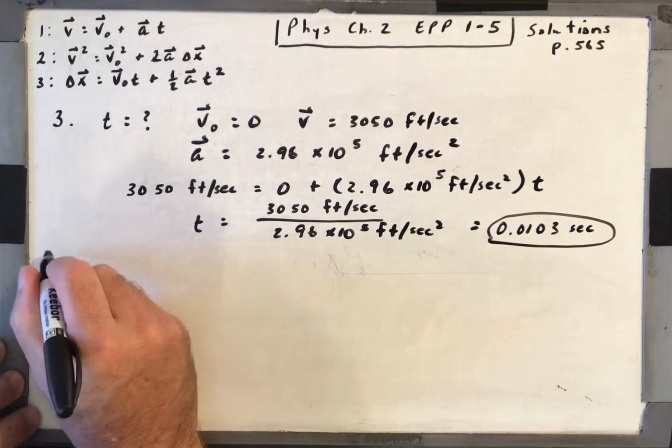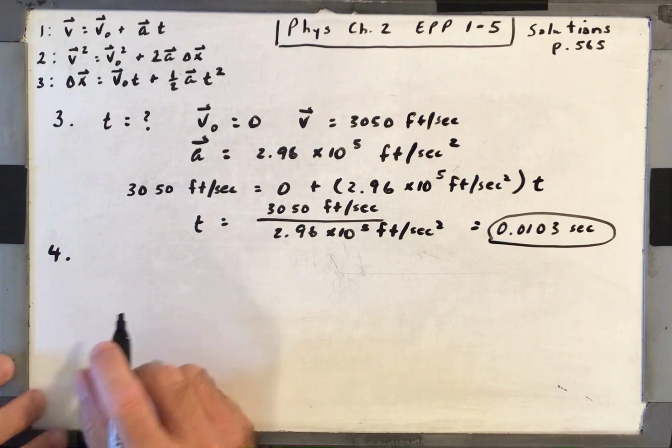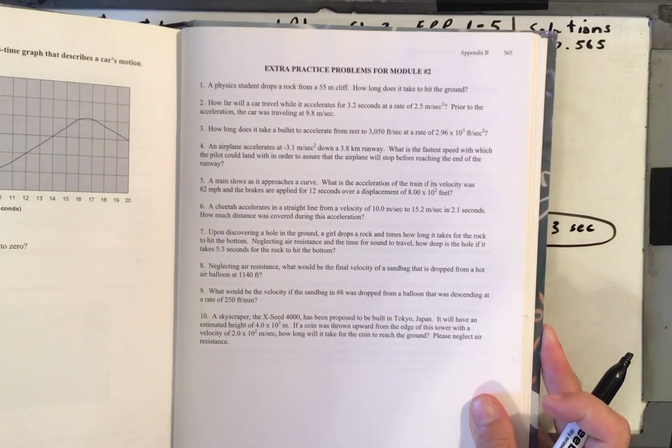All right, let's see if we can squeeze number 4 in here. Number 4 says, an airplane accelerates at negative 3.1 meters per second squared down a 3.8 kilometer runway.